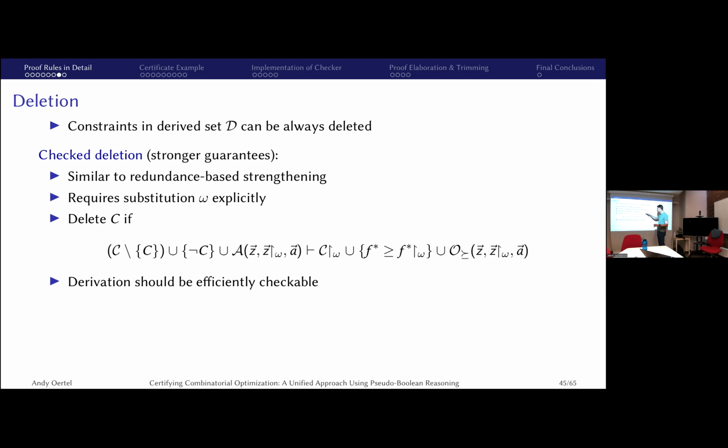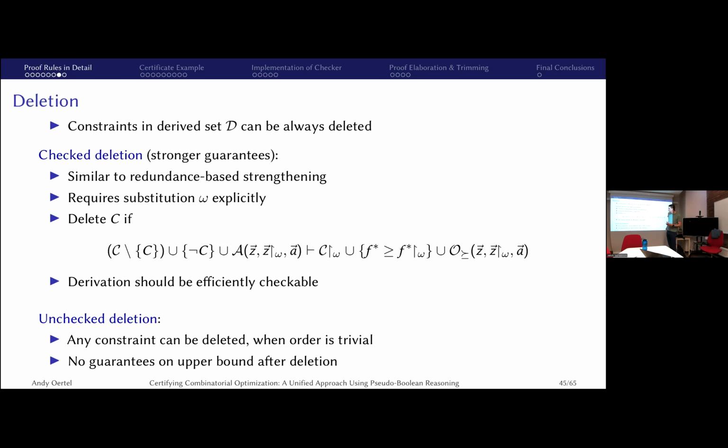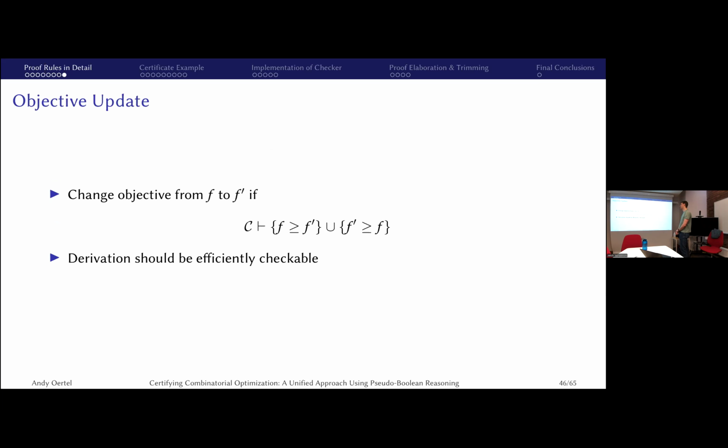Additionally, we also have unchecked deletion, where we can delete any constraint, also from the core set. But the important condition here is that the order is trivial, because otherwise, as I told you, with this dominance-based strengthening rule, you can turn a satisfiable problem into an unsatisfiable one through deletion. And through this unchecked deletion, we also lose guarantees on the upper bound, so we can't claim anything about the upper bound anymore. And finally, the objective update, here a bit formalized: we can change the objective if we can derive from the core set these 2 constraints.